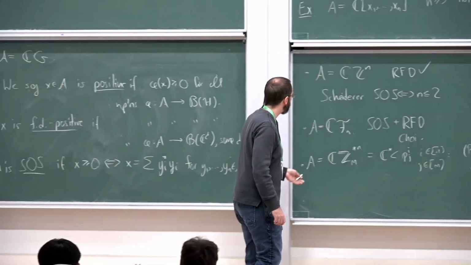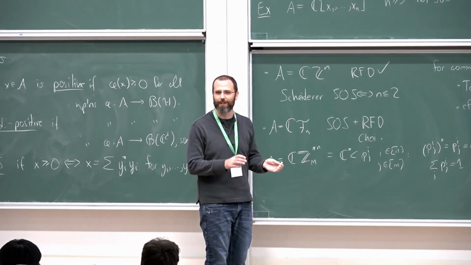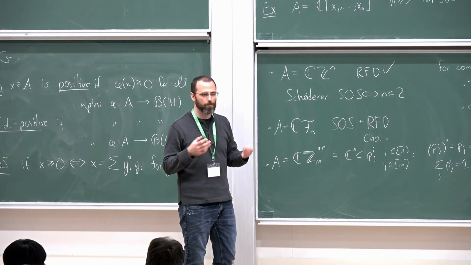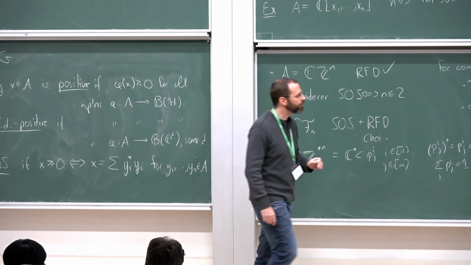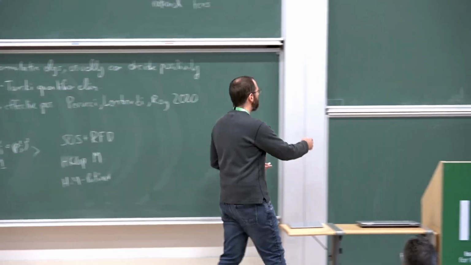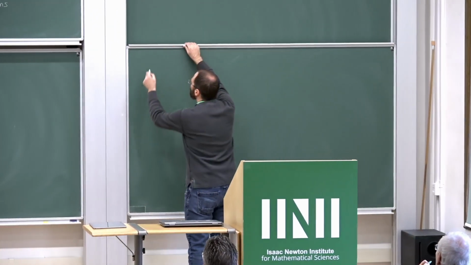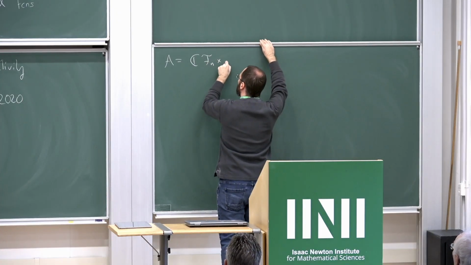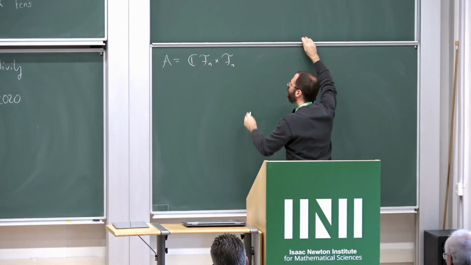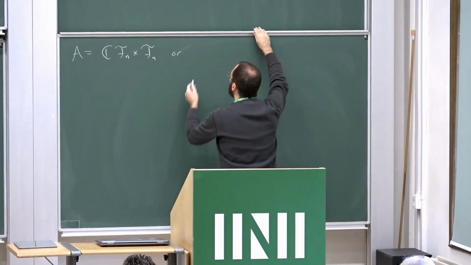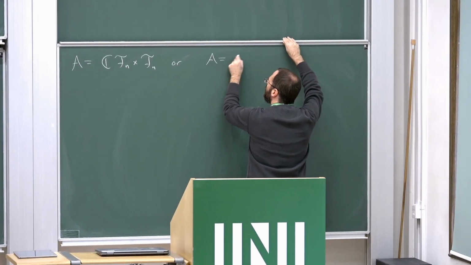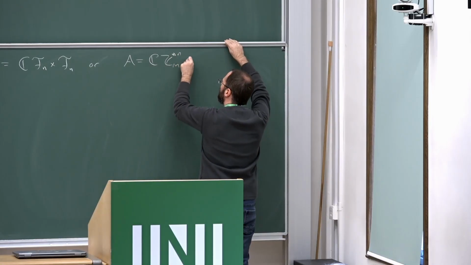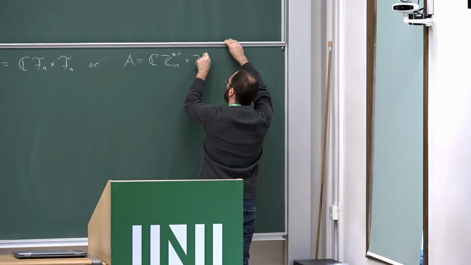So the next question would be to say, well, what if we put these two together? What if we take our prototypical non-commutative algebras, and let's take products of them rather than taking free products, right? So that would give us algebras like maybe the group algebra of F_n cross F_n, right? Or we might be interested in something like Z_m star n cross Z_m star n, right?